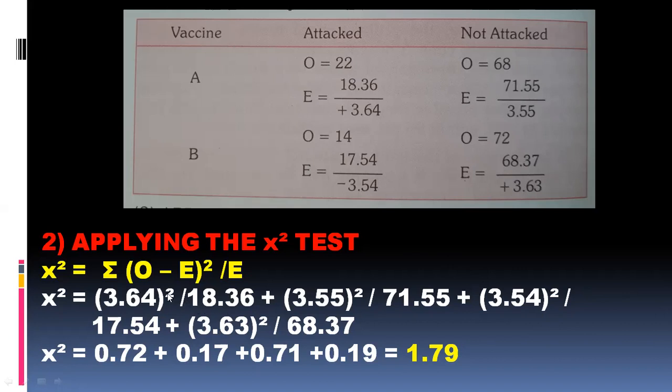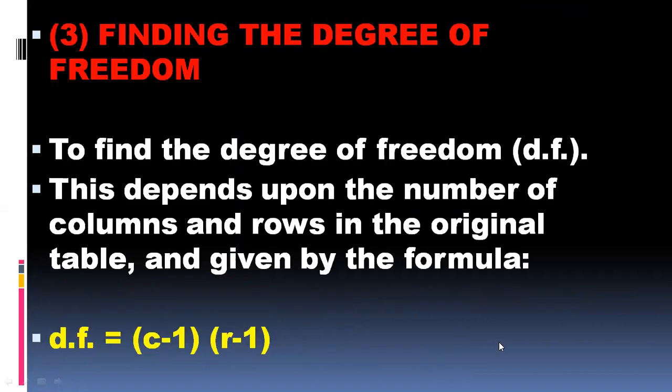So we go on like this: chi-square for this is 0.72, chi-square for this is 0.17, chi-square for this is 0.171, plus chi-square for this is 0.19. So we do the summation of all these chi-squares and we get the whole chi-square. So this is the chi-square value for the whole table. So the value is 1.79.